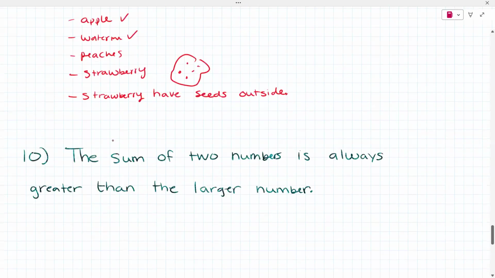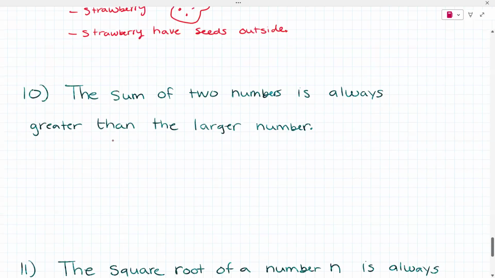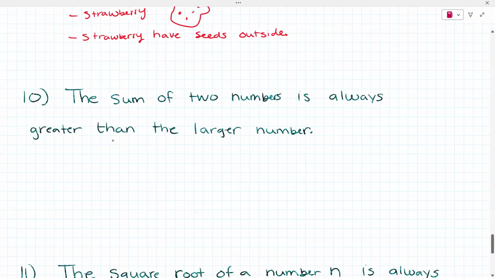Okay, let's move on. The sum of two numbers is always greater than the larger number. Okay, so it doesn't say odd or even numbers. It just says the sum of two numbers is always greater than the larger number. So let's see. The sum of two numbers may be like 2 plus 3. That's 5, greater than the numbers. So that checks out. What about 3 and 7?